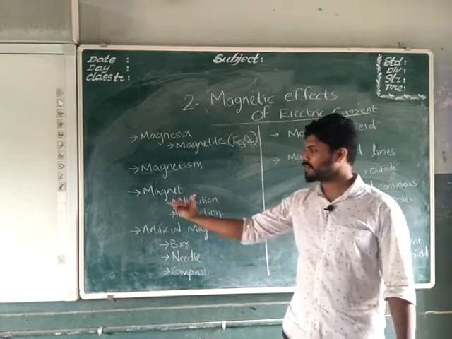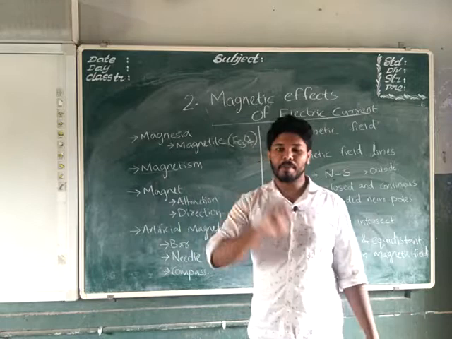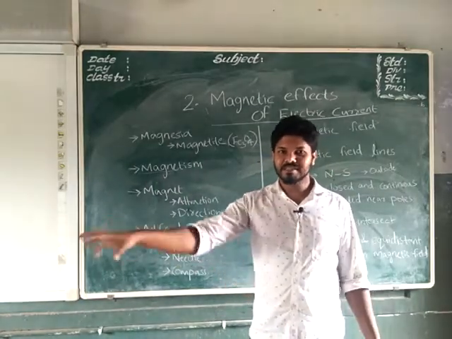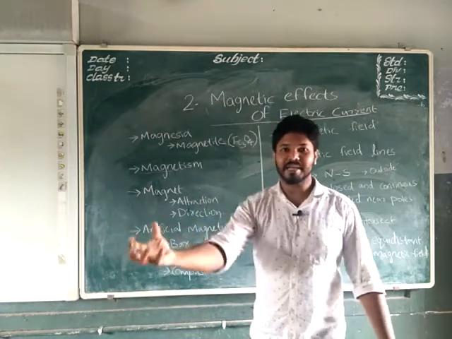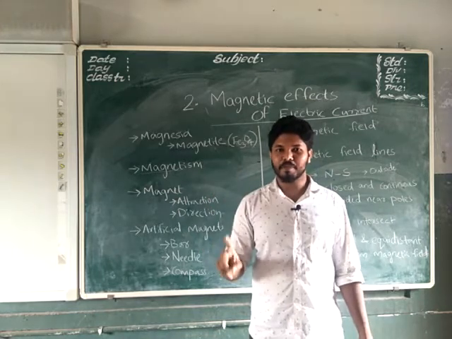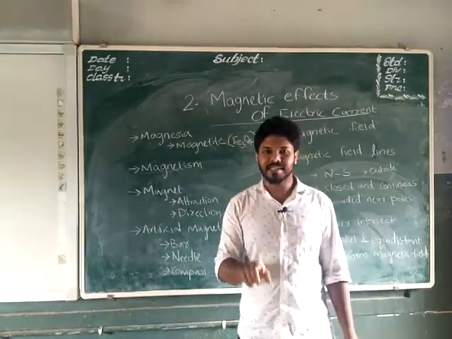A magnet is a substance with two properties. First one, as we know, is attraction. It will attract iron filings or another magnet towards it. That is the first property of a magnet. Second property is direction. A magnet has a definite direction.